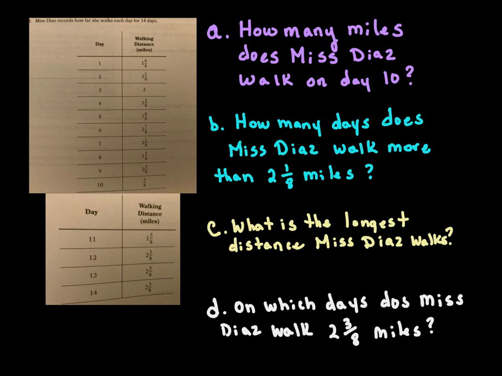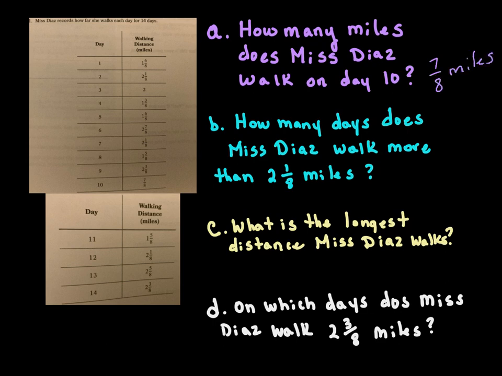How many miles does Miss Diaz walk on day 10? So if we look over at day 10, in the chart, she walked 7/8 miles. So we're just going to write 7/8 miles.